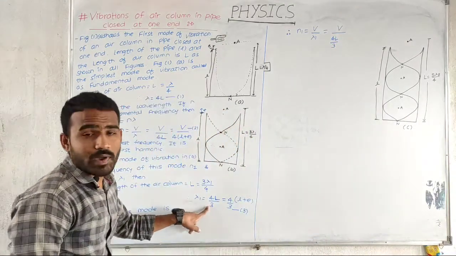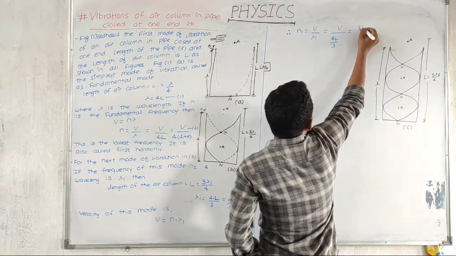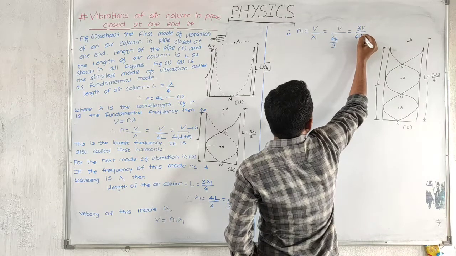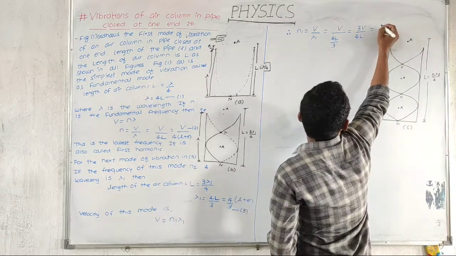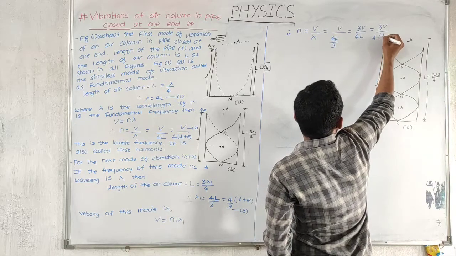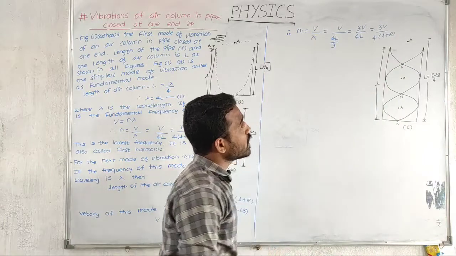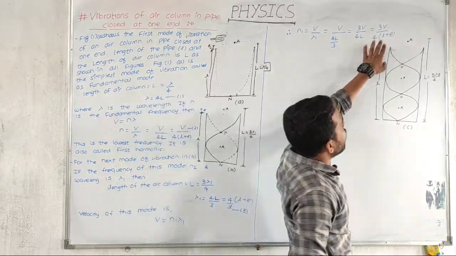So the value of this is 4L upon 3. So this is 3v divided by 4L, or we can write this as 3V divided by 4 in bracket L plus E, because this capital L is small l plus E. So 3V upon 4 in bracket L plus E.